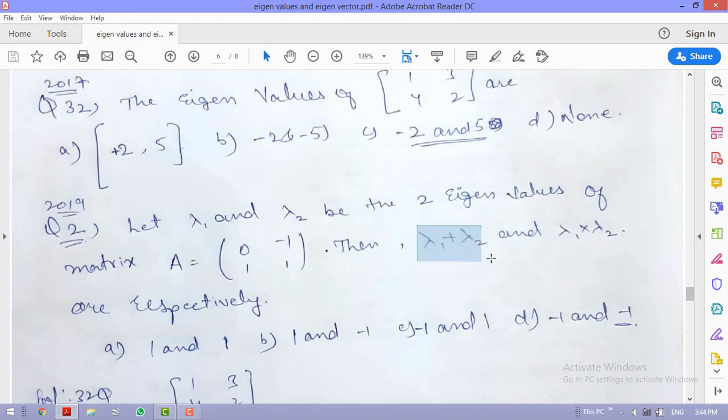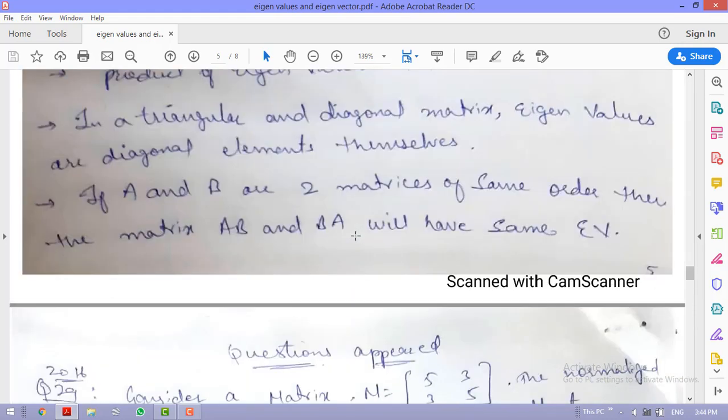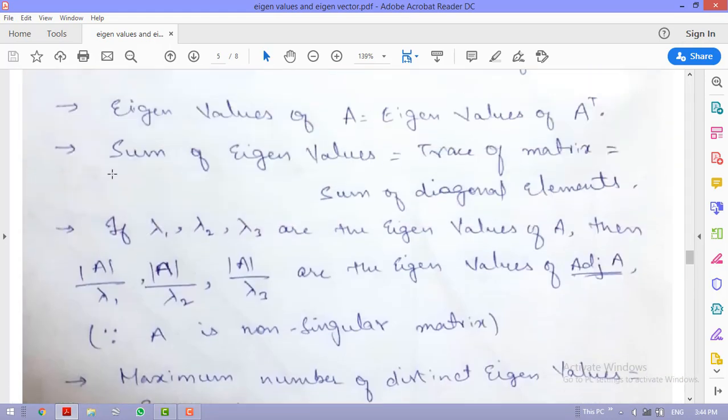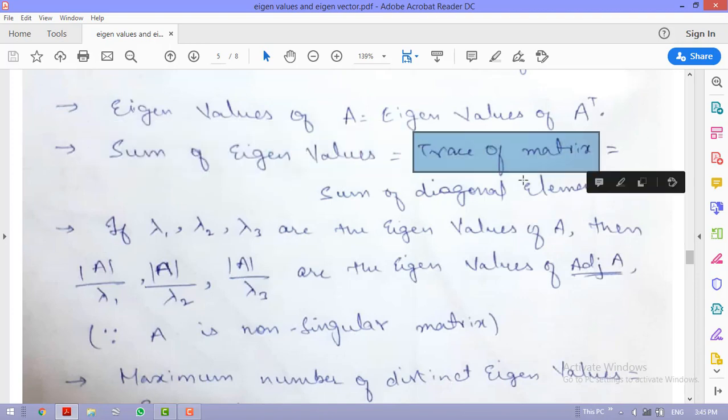Here it is given the sum of eigenvalues. So by using the property, you can see over here that the sum of eigenvalues is nothing but the trace of a matrix. So what is the trace of a matrix?